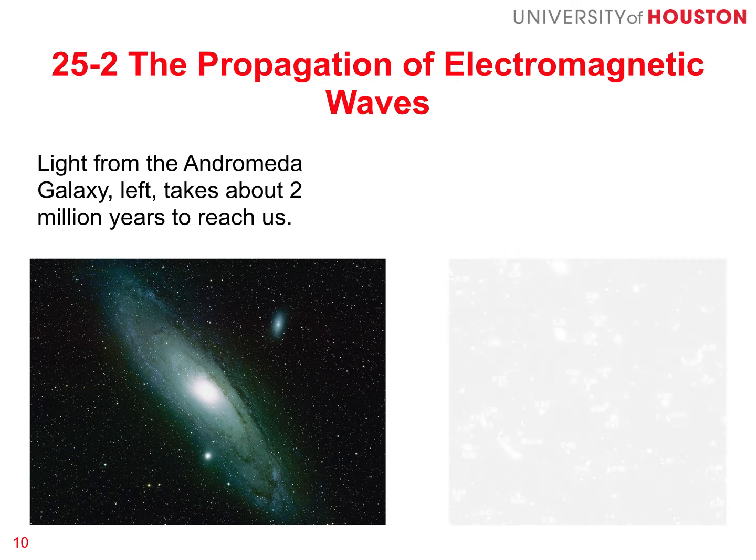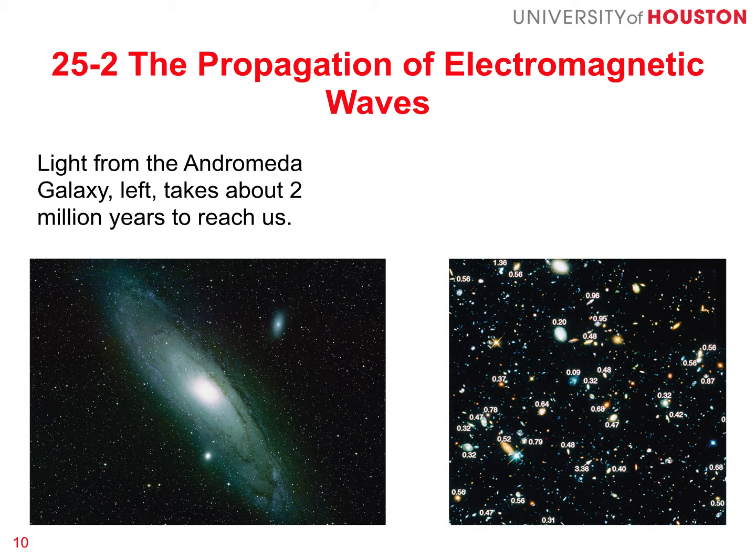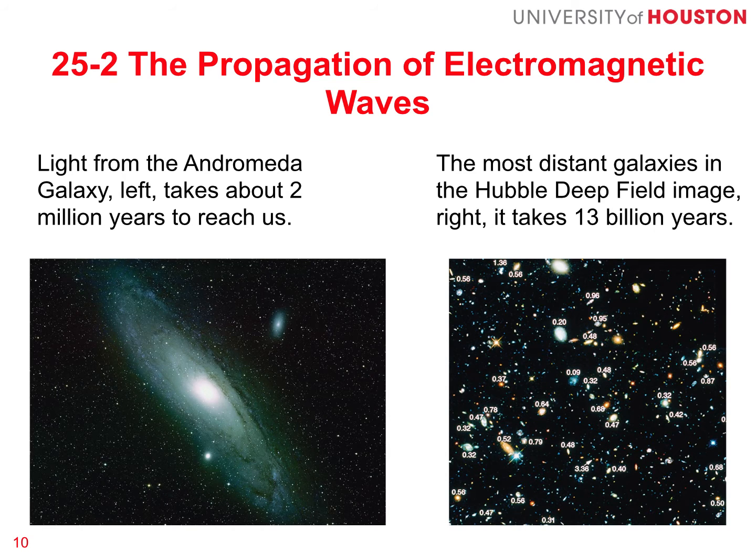On the right, we have a Hubble Deep Field image, and this was able to image the most distant galaxies, and these are about 13 billion light years away. That is, what we see now is the galaxies as they were 13 billion years ago.